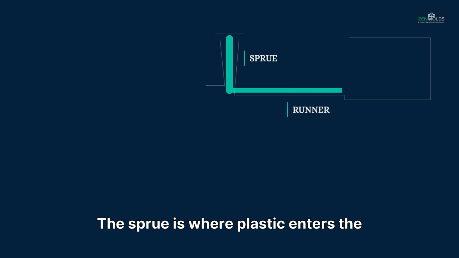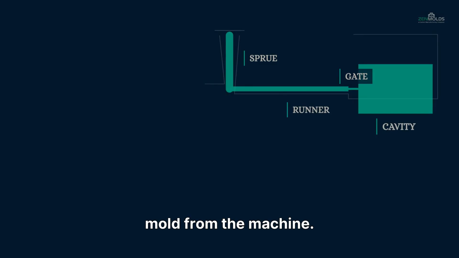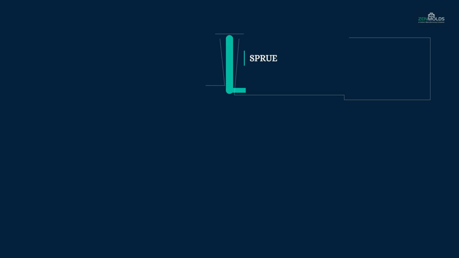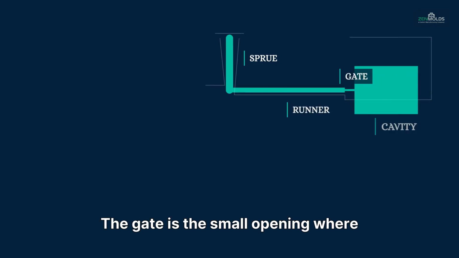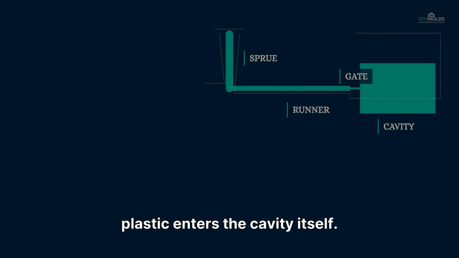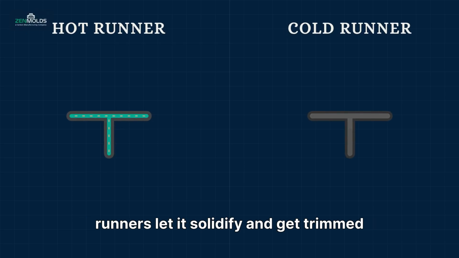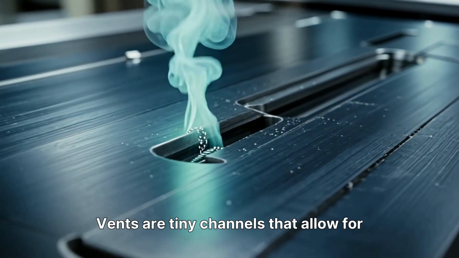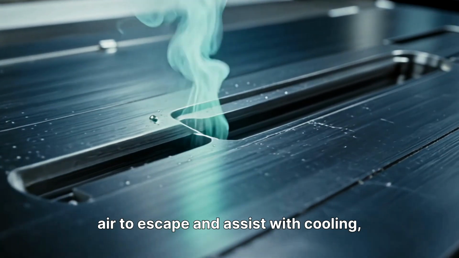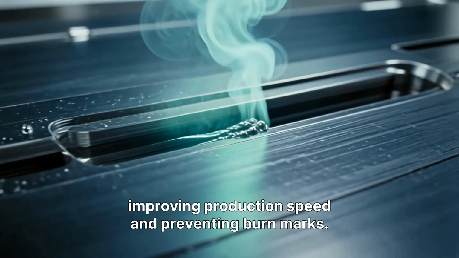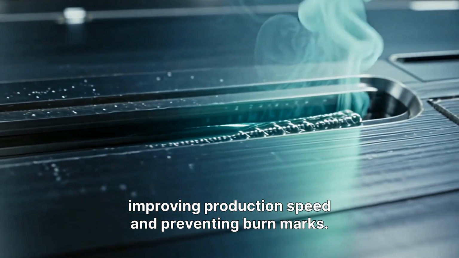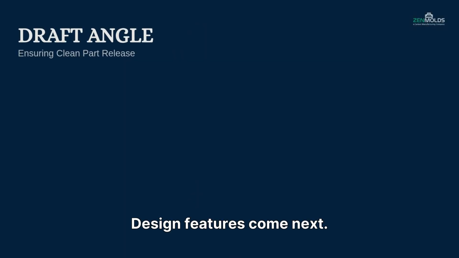Then the flow path. The sprue is where plastic enters the mold from the machine. The runner carries it through the mold body. The gate is the small opening where plastic enters the cavity itself. Hot runners keep that plastic molten. Cold runners let it solidify and get trimmed off. Vents are tiny channels that allow for air to escape and assist with cooling, improving production speed and preventing burn marks.